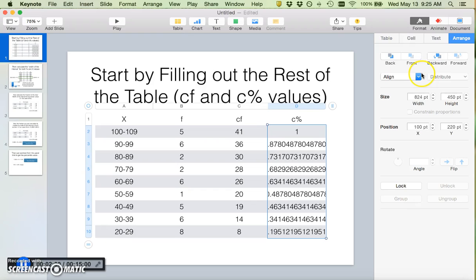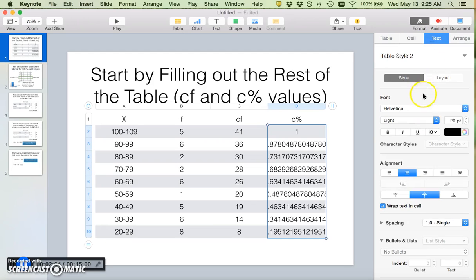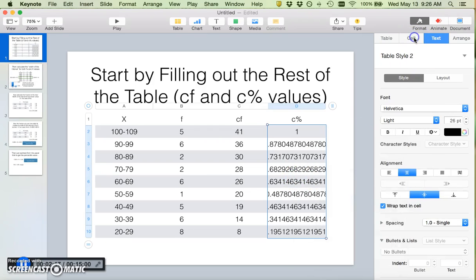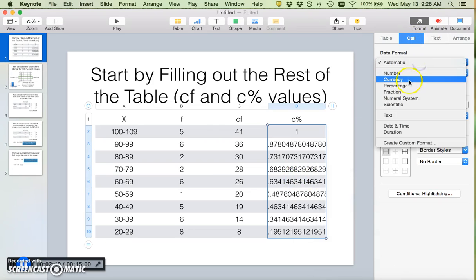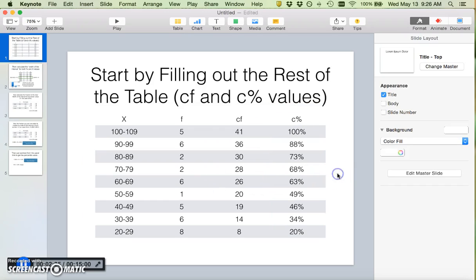So if we go format, and I believe it's the text value. Where is it? No. So, here we are. Percentages, and we would like there to be no decimals. Okay, so now we've reproduced the table that we had in lecture from last night.